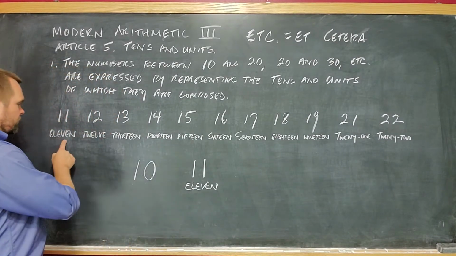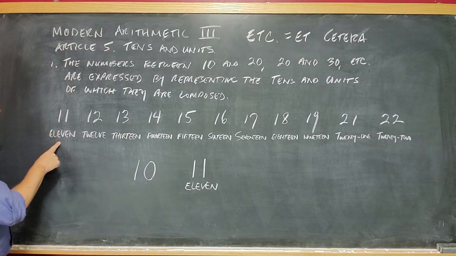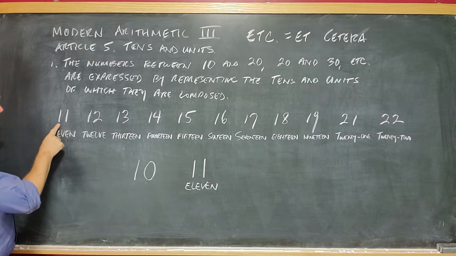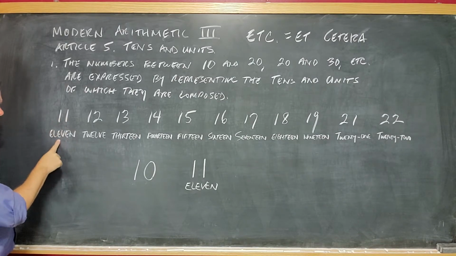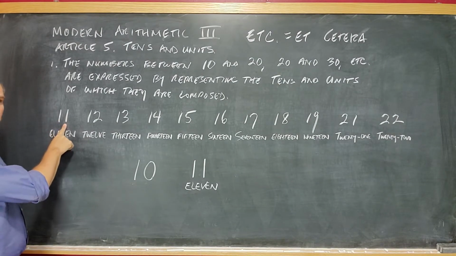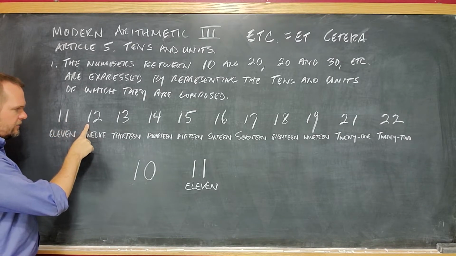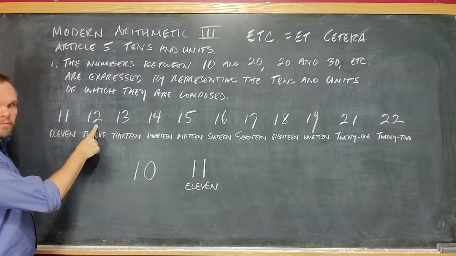Now, we can move up here where I've already written all of the numbers. Here we see the number 11. We see 1 ten and 1 unit more. That makes the number 11. If we add 1 more unit to the number 11, we'll have 1 ten and 2 units.